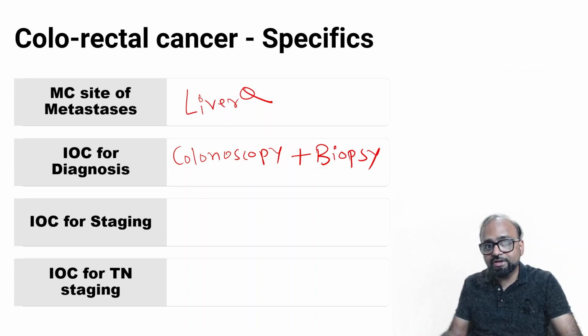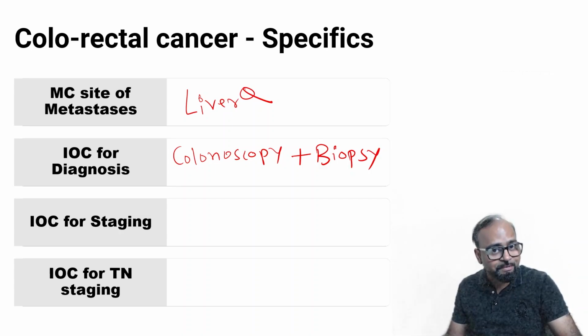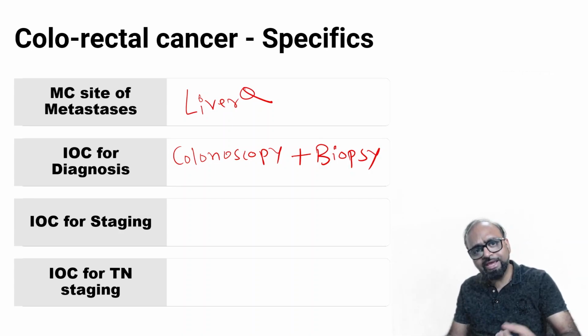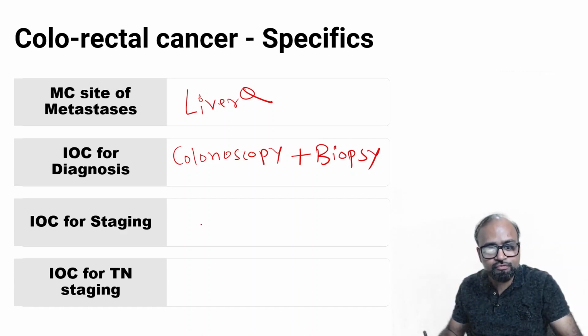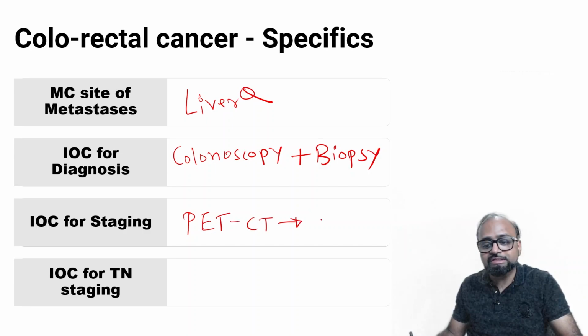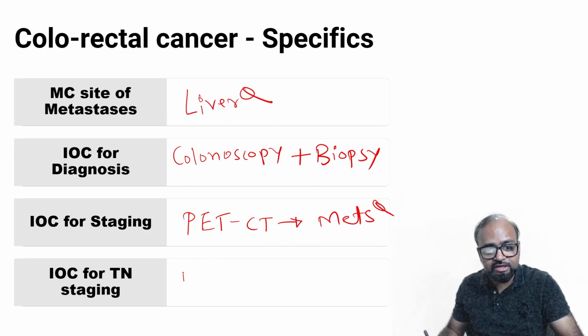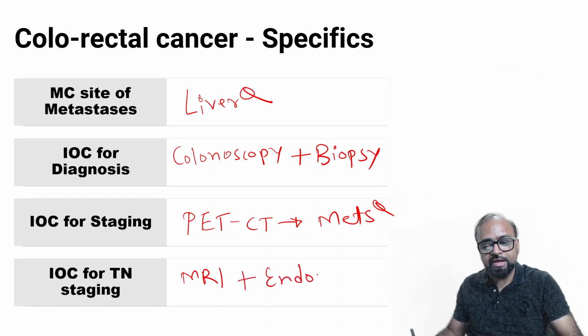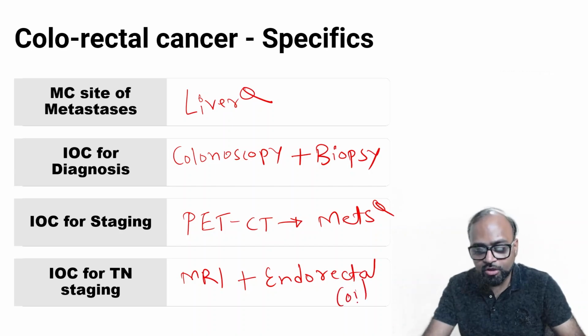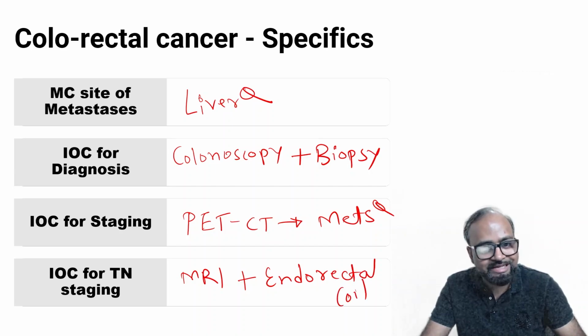If they ask you specifically what is the investigation of choice for staging, remember, then usually for any cancer the investigation of choice for staging is PET CT. Why? Because it is going to help you detect metastasis. And the investigation of choice for TN staging, if they ask you, is MRI with an endorectal coil. MRI with the endorectal coil is going to be the investigation of choice for TN staging.